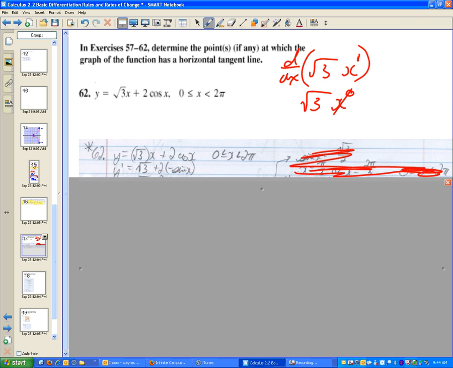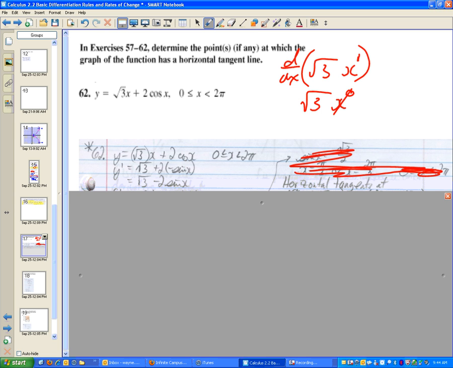Plus, now use the constant multiple rule. The derivative of 2 cosine of x is 2 times whatever the derivative of the cosine of x equals. And the derivative of the cosine of x is negative sine of x. And then I'll like it a little bit better if I don't have the parentheses. So y prime equals the square root of 3 minus 2 times the sine of x.